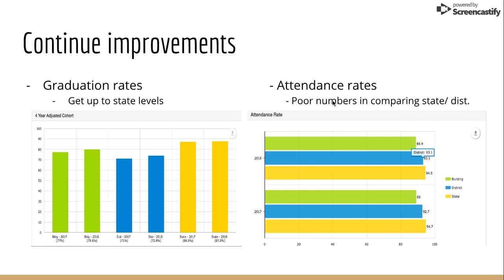And then, as we can see with the attendance rates, there are poor numbers compared to the state and district. 88.9 is where we fall, actually falling from last year, where everyone else increased and we actually decreased. The state actually decreased a bit as well, but it stayed pretty similar. But 88.9% attendance rate in comparison to the state doing around 94.5, around 95%, and the district being about 93%. These are glaring weaknesses and we need to increase.